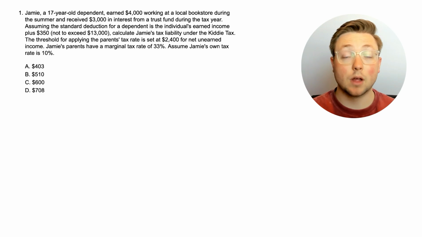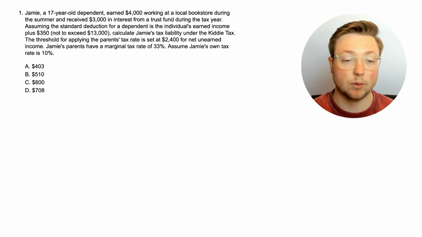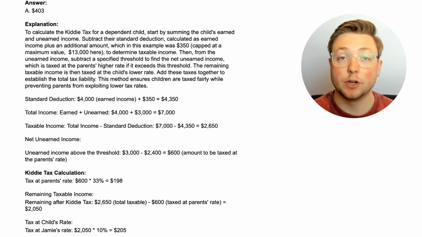All right, there's a lot of numbers in there, and if you don't really know how the Kiddie tax works, that's okay, that's what we're here for. So let's go straight into the answer to start learning how this calculation works and what the different things in the question mean. Okay, and the answer was $403. So again, let's learn how this works.